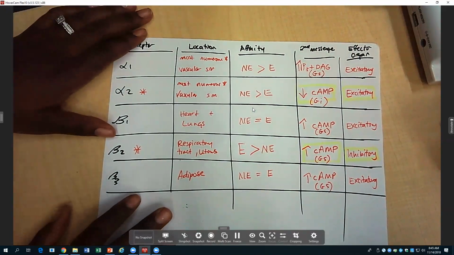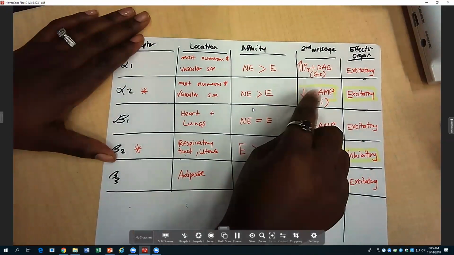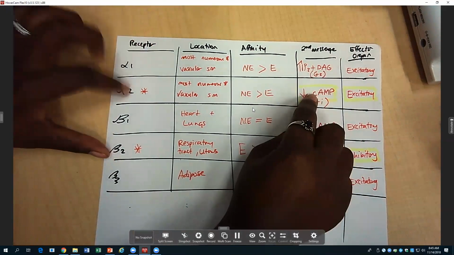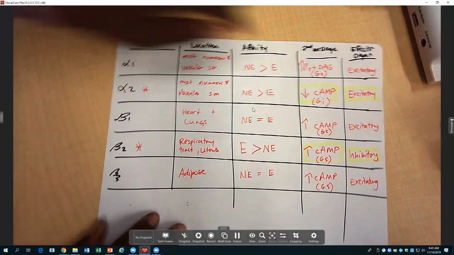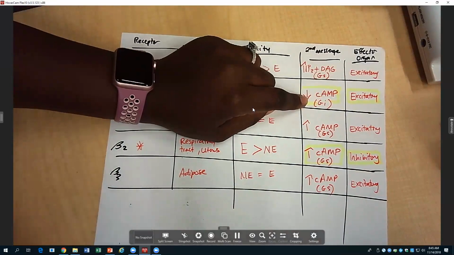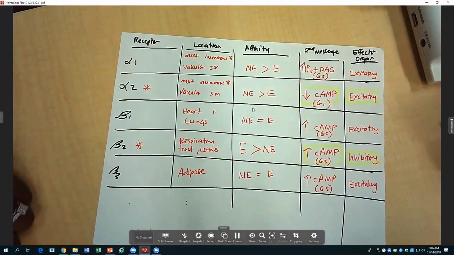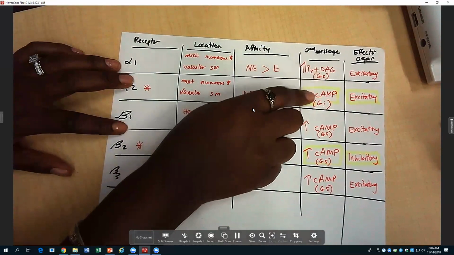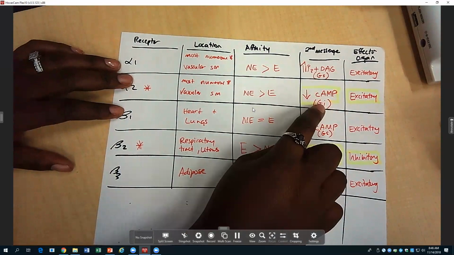So if we think about it as a blood vessel, if you do nothing to it, it'll constrict down on itself, okay? So alpha-2 is going to be excitatory to its tissue. So that was alpha-1, which activated its second messenger. Alpha-2 inhibited its second messenger, but both of them were excitatory to their effector tissue. Okay? And they had 2 different second messengers. Alpha-2 had a second messenger of cyclic AMP, but it was coupled to a G inhibitory protein.